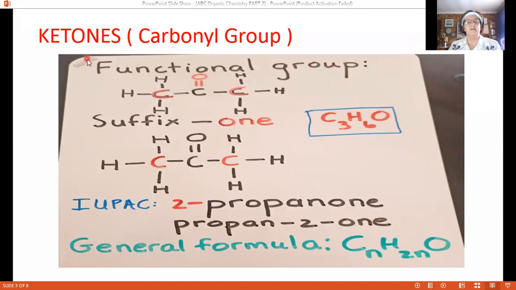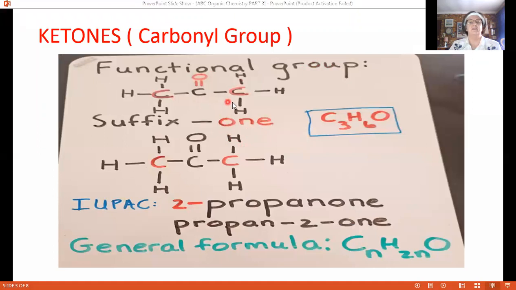The functional group of the ketones. We've just done the aldehydes, where you've got a double bond oxygen on the carbon with an H at the end of the carbon chain. Here you have it between 2 carbons. Here you've got a double bond oxygen on the carbon between 2 carbons. That is the functional group of a ketone. That's part of the carbonyl group. The suffix is -one.